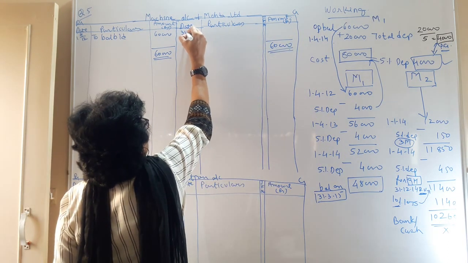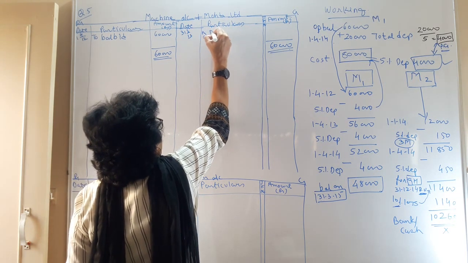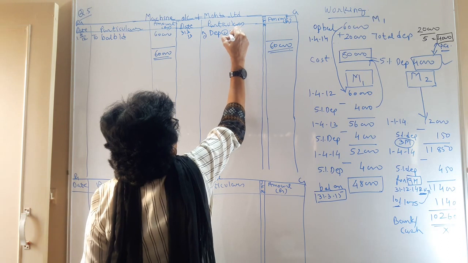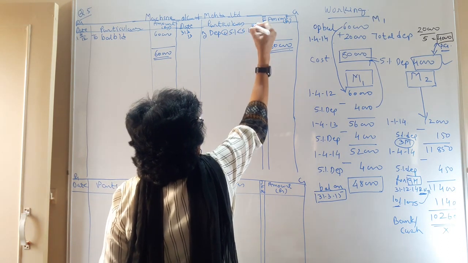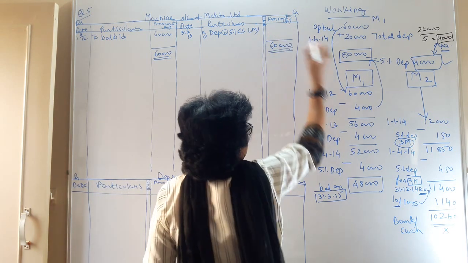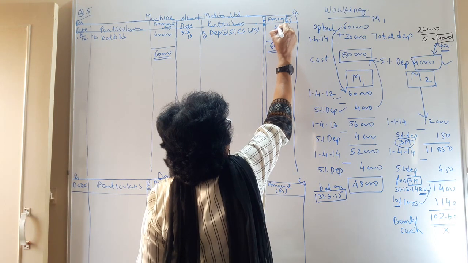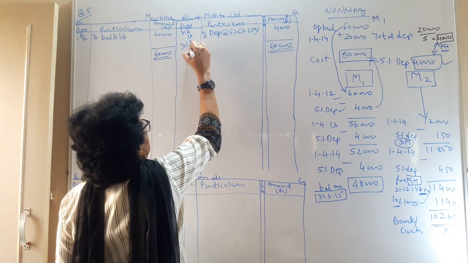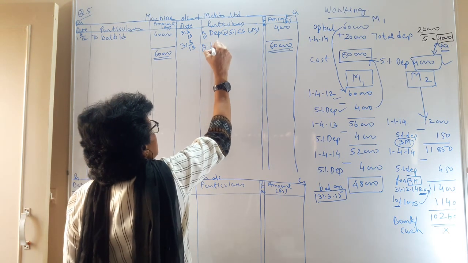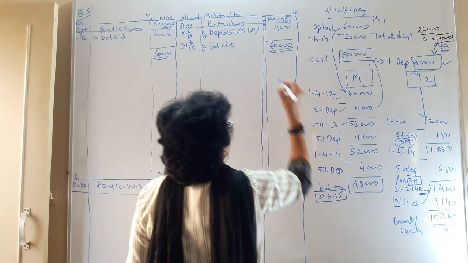31st March 13, by depreciation at 5% as per straight line method of M1. How much? We have calculated 4,000. So 4,000 to be written. So you are going to get balance by balance carried down amount 56,000.